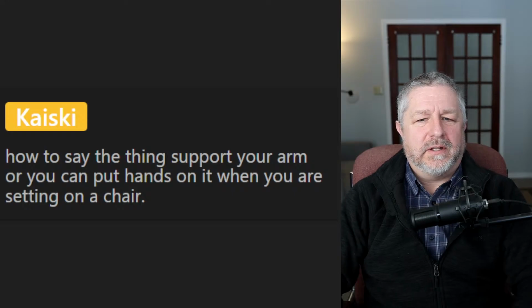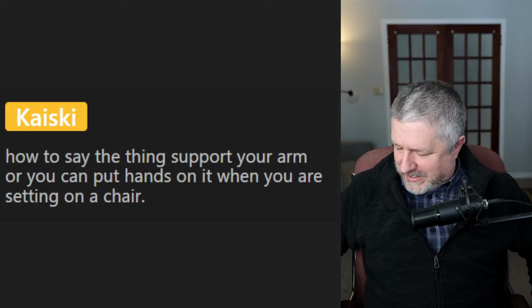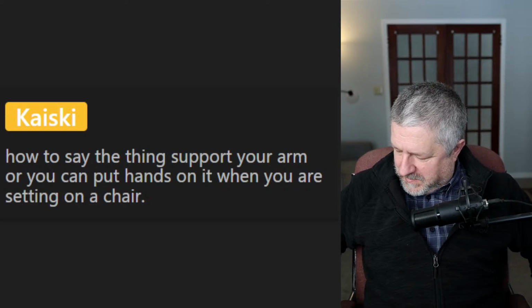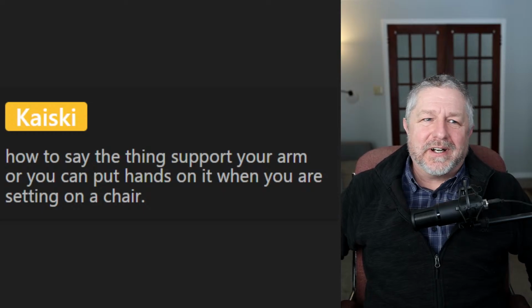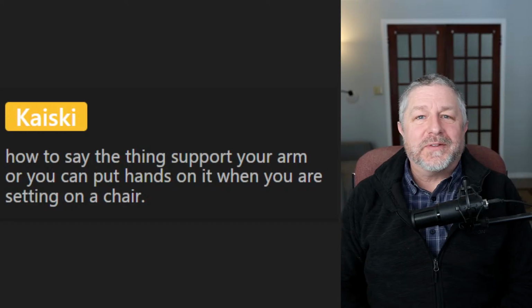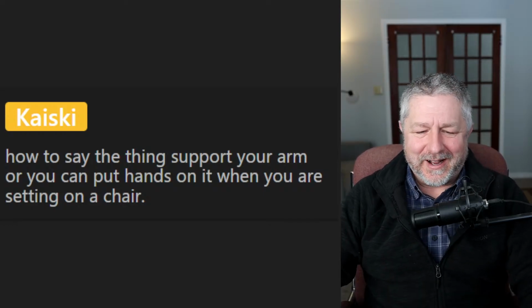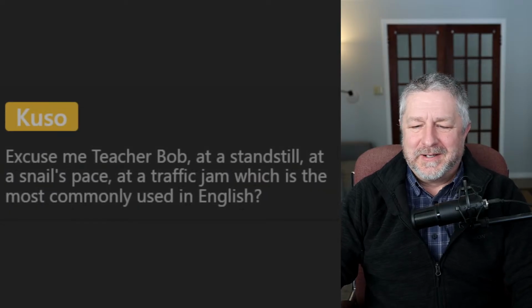I get a question on the screen here. Here we go. From Kasky: how do you say the thing to support your arm, where you can put your hands on it when you're sitting on a chair? Sorry, I'm drawing a blank right now. That chair has, what is it called? Armrests. There we go. They're armrests. Sorry, I briefly forgot. It has nothing to do with speed, though. So I should have skipped that one.